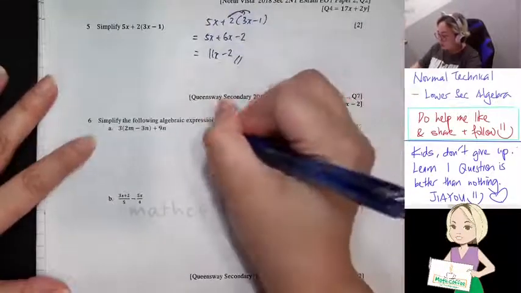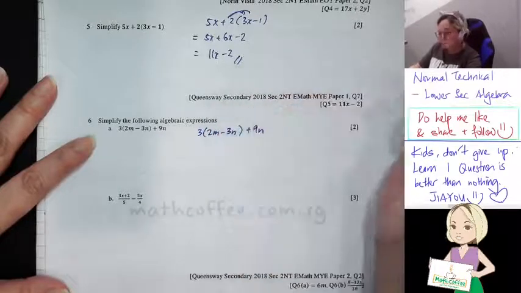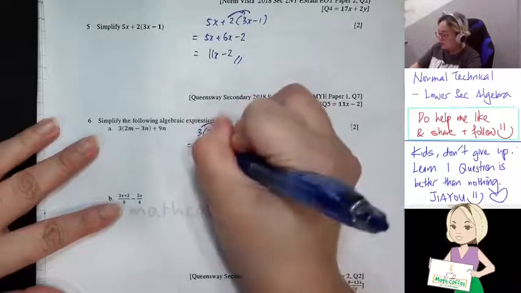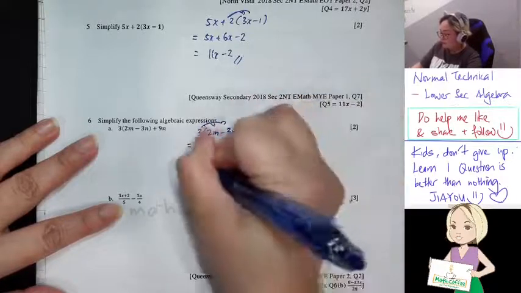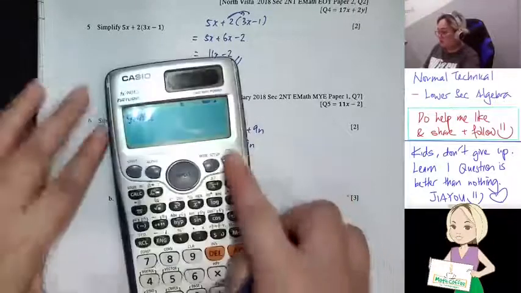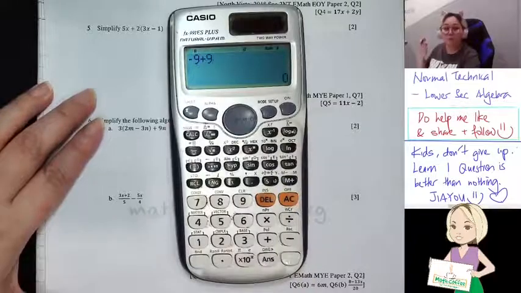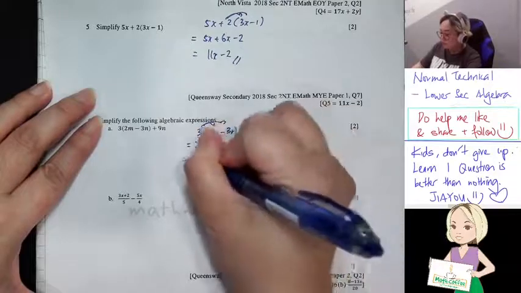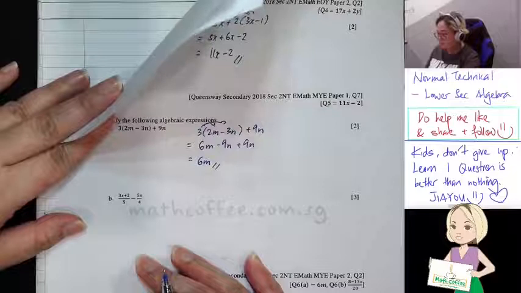Okay, this one. So 2m minus 3n plus 9n. So again, do rainbow. So you will have 6m minus 9n. This one just put behind. Okay, this one a little bit tricky. Minus 9 plus 9. So you know that minus 9 plus 9 gives you 0. It means that it nets off. So that means this one becomes 0. I don't have to write anymore. I'm only left with a 6m.